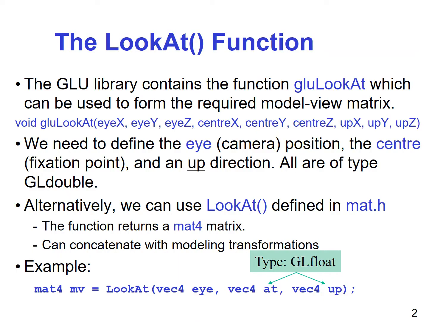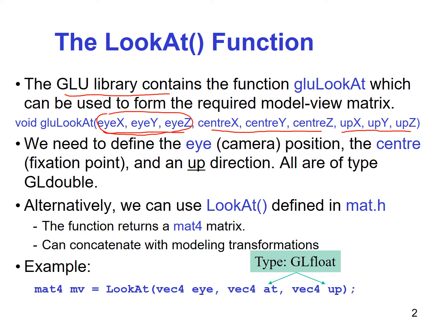The LookAt function is provided in the GLU library. It takes three parameters, which is the XYZ coordinates of the eye, followed by the XYZ coordinates of the center where the eye is looking at, and the XYZ coordinates, that is the up vector of the eye. And of course, by eye we mean the camera.